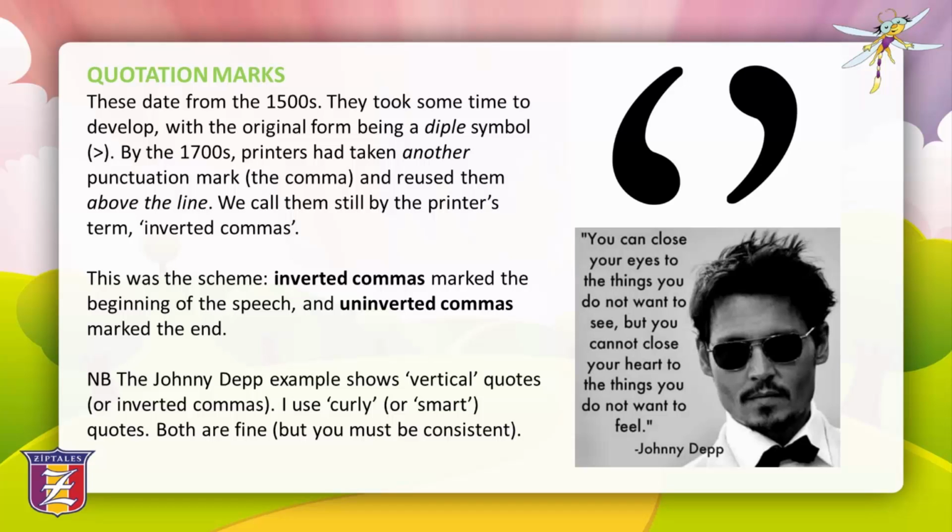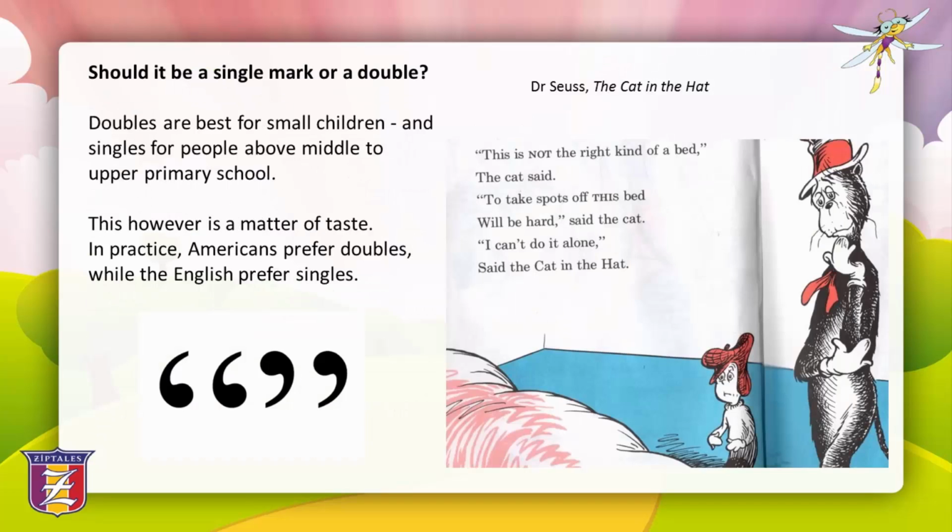Note, the Johnny Depp example shown here is technically called a vertical quote, or inverted comma, and the ones I have been mostly using are called curly or smart quotes.